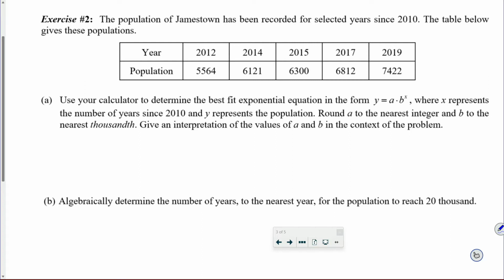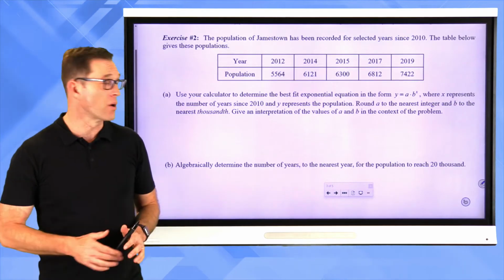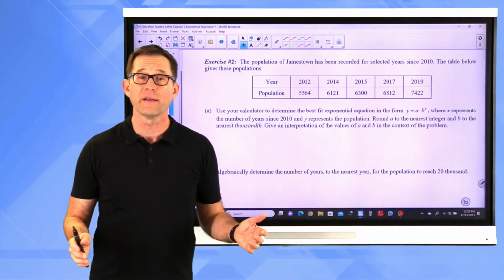Letter A. Use your calculator to determine the best fit exponential equation in the form y equals a times b to the x, where x represents the number of years since 2010, and y represents the population. Round a to the nearest integer and b to the nearest thousandth. Give an interpretation of the values of a and b in the context of the problem. Whew, there's a lot there. All right, so let's go through it. We've never done an exponential regression on our graphing calculators. I'm going to be using the TI Inspire.